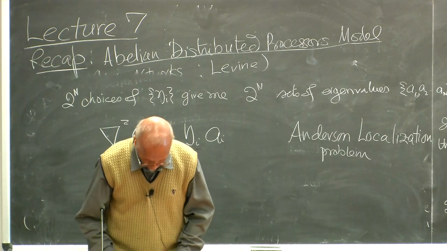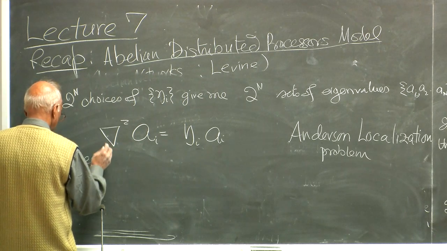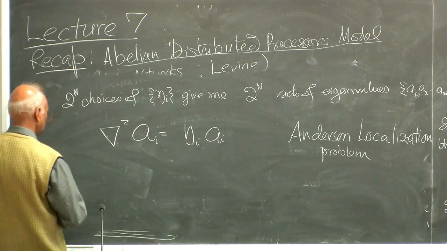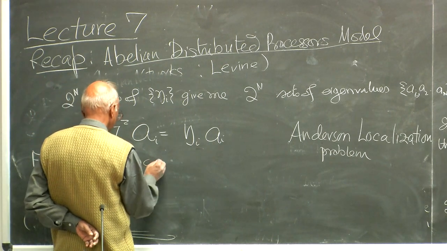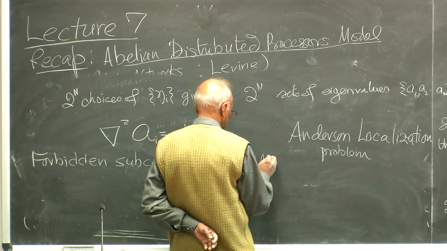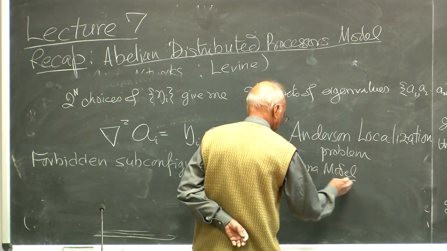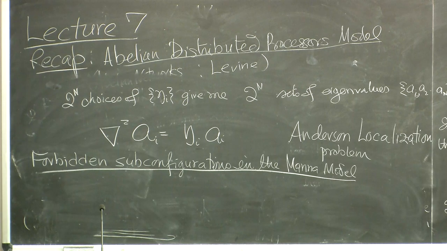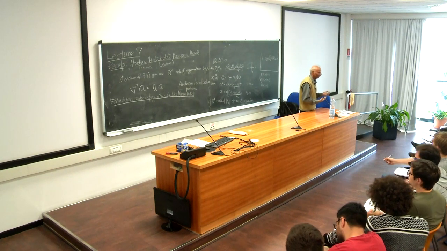So, I just want to mention one result about recurrent states and forbidden subconfigurations in the Manna model. So I start with this Manna model we defined already. The maximum height is 1, and if you add particles, each particle goes in a random direction. Then, what is the set of recurrent states? That's all we ask.